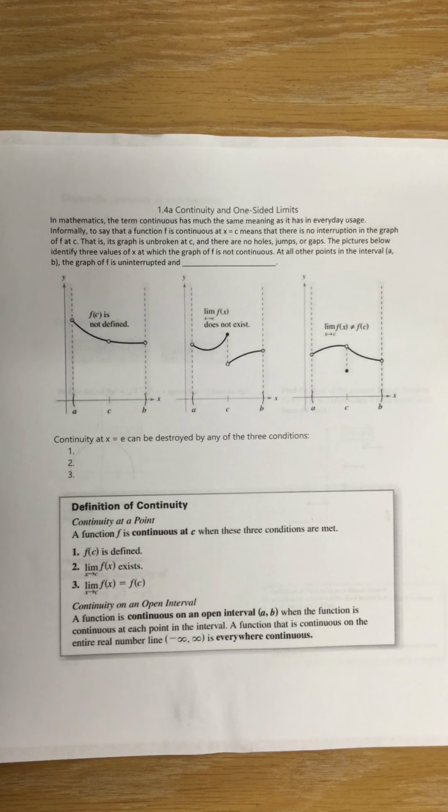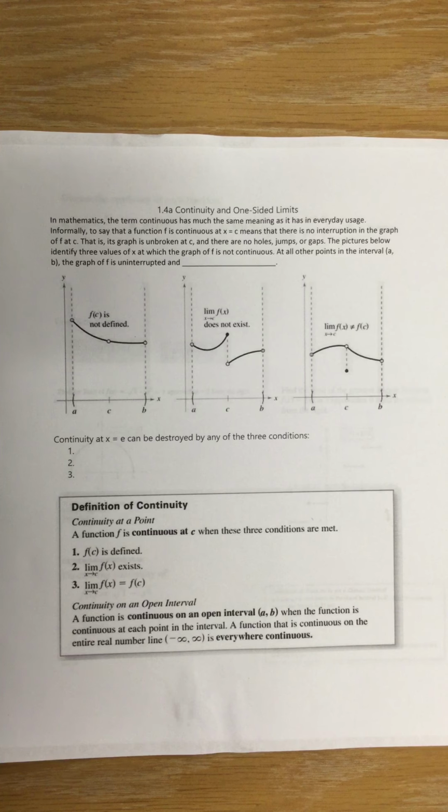Hello, today we're doing 1.4a, continuity and one-sided limits. In mathematics, the term continuous has the same meaning as in everyday usage. When we talk about something continuous, it means it doesn't stop. The function f is continuous at x equals c if there's no interruption in the graph at x equals c.